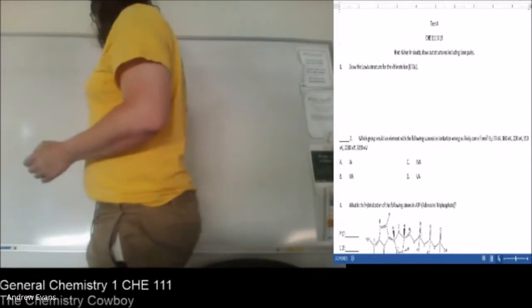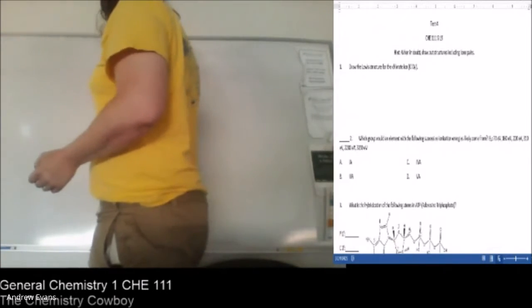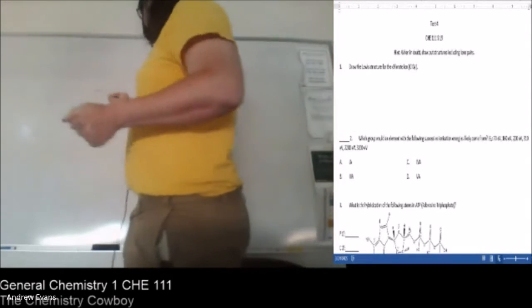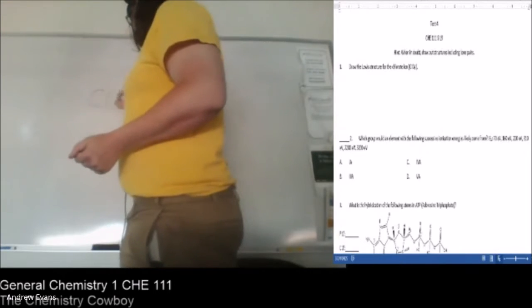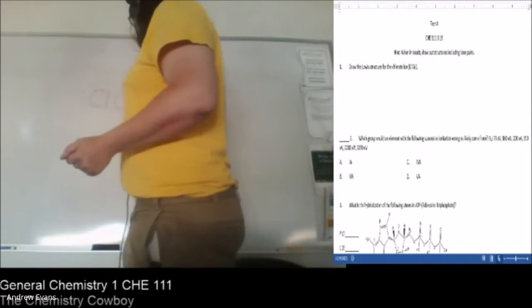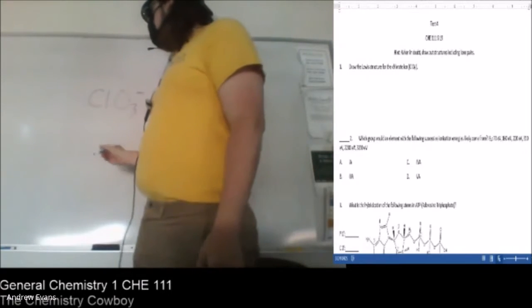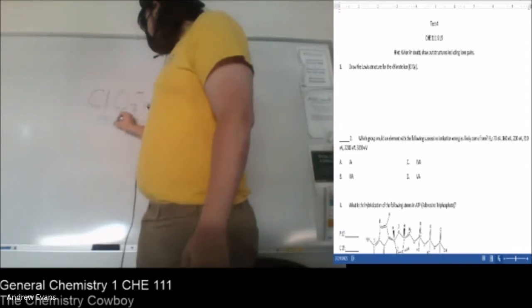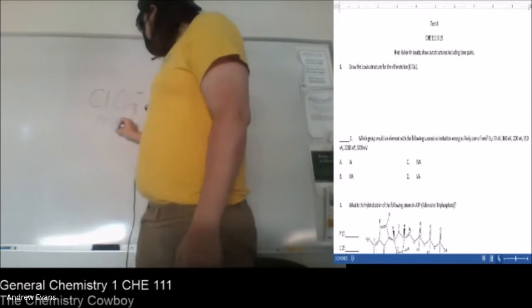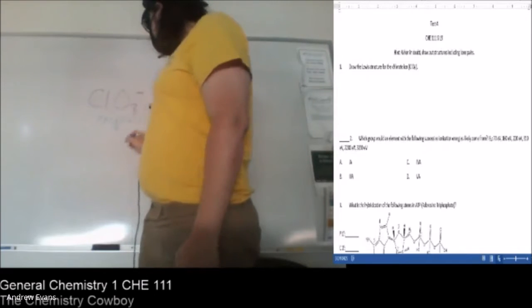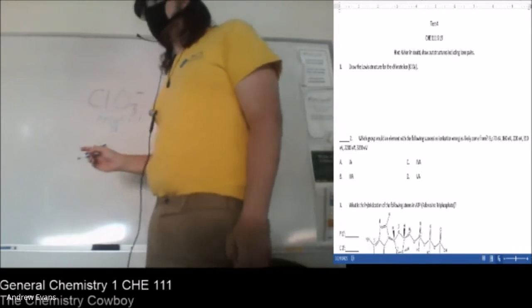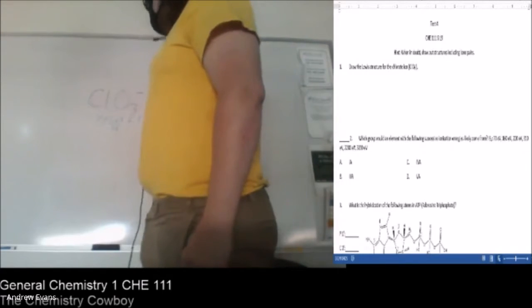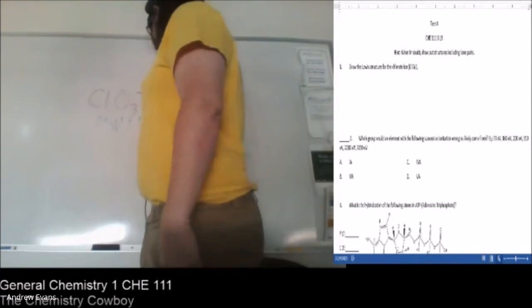So ClO3 1-. Cl has 7. Each oxygen has 6. There's 3 oxygen, so it's 18. And because it's 1 minus, we have to add another electron. So 18 plus 8 happens to be 26 electrons to deal with.